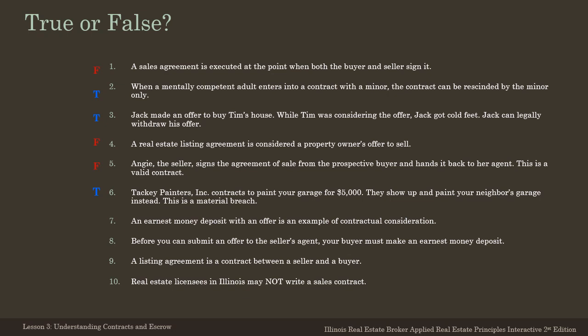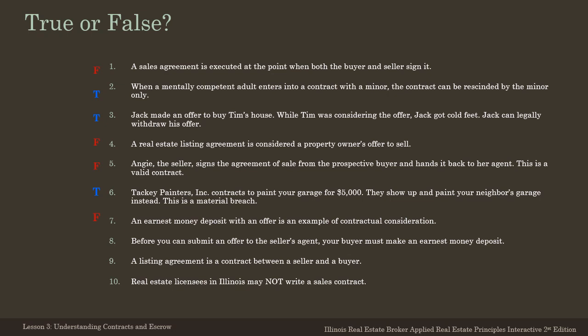An earnest money deposit with an offer is an example of contractual consideration. Not really. Earnest money isn't really considered the consideration that we talked about before. And while we're on earnest money, let's also remember that many contracts don't even have earnest money. If you were going to sell your property to a loved one, you probably aren't going to ask them for earnest money. So not all real estate sales have earnest money, and there is no requirement that real estate sales have earnest money. It's kind of a custom to do. So earnest money really has nothing to do with the validity of a contract or the valid elements of a contract.